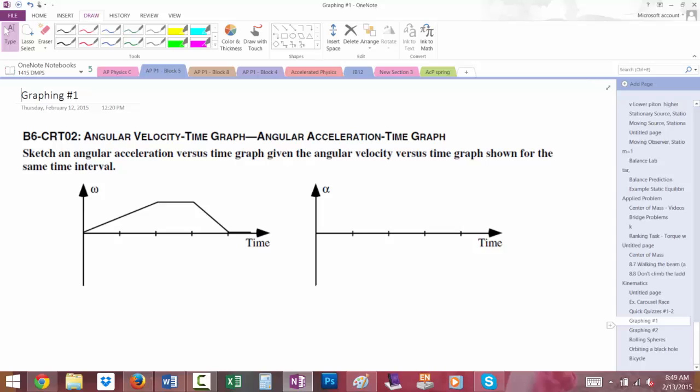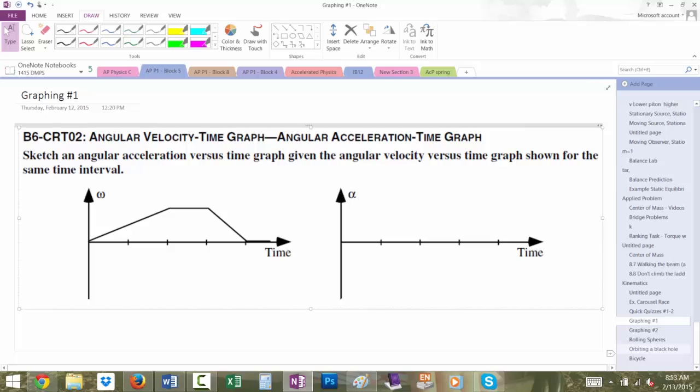I want you to draw the acceleration graph. It's the same process as we used when we were doing translational stuff. Go ahead and draw it by yourself first. I'll give you about 45 seconds, and then I'll let you discuss and put it on your boards. Okay?